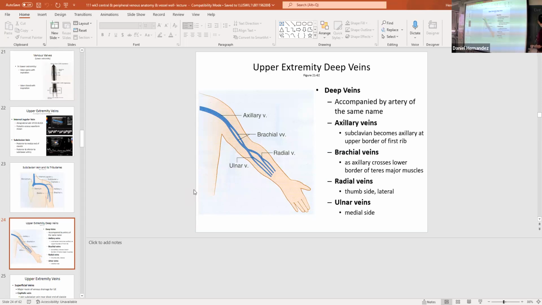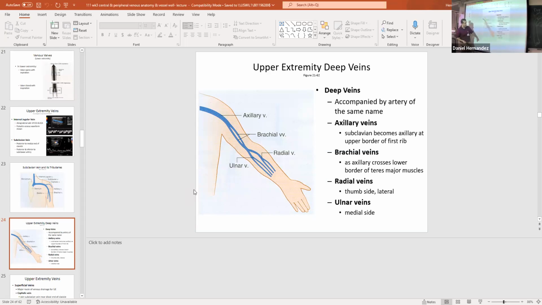Once we get into the upper arm, we then have the brachial veins. So this is upper arm, we have our two brachial veins. Axillary crosses the border of the teres major muscle and becomes the brachial veins. This is in the upper arm. Axillary, brachials. One thing to notice is once you get down past the axillary, the deep veins now become paired. So you see two veins. The brachials are going to have two veins.